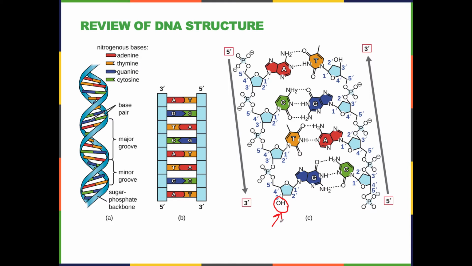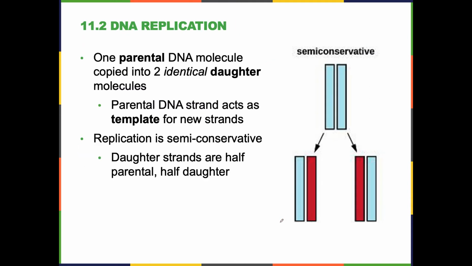So let's talk about replication. And we're going to start off super simple. This idea of the parental and daughter molecules. Now, your book goes into this really silly deduction of semi-conservative replication. It goes through paragraphs, and at the end it's like, aha, it's semi-conservative. So let's just skip to the good part. Semi-conservative replication. And so we need to define our parental DNA molecule. That's what we start with. And we're going to make two identical daughter molecules.